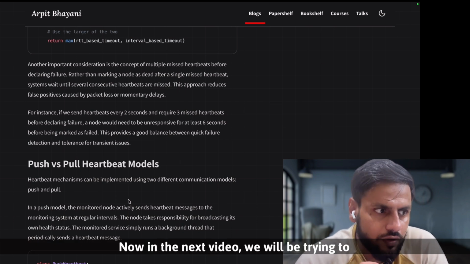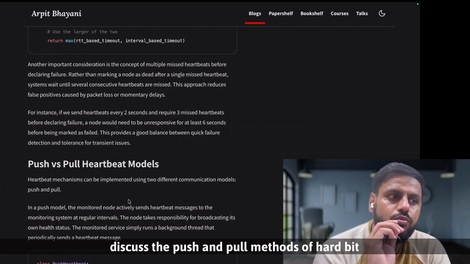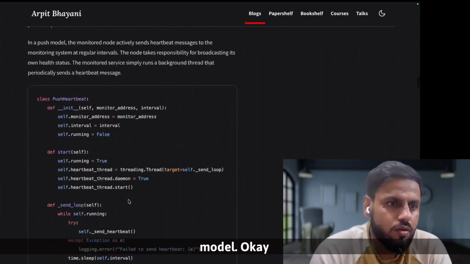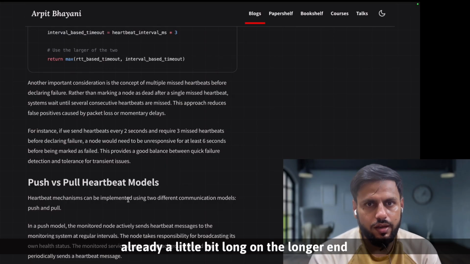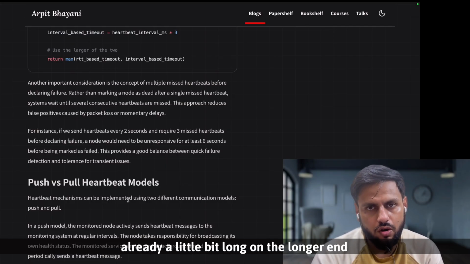Now in the next video, we will discuss the push and pull methods of the heartbeat model. Okay, so let's end this video here, because it's already on the longer side.